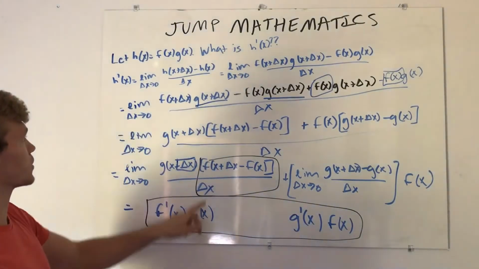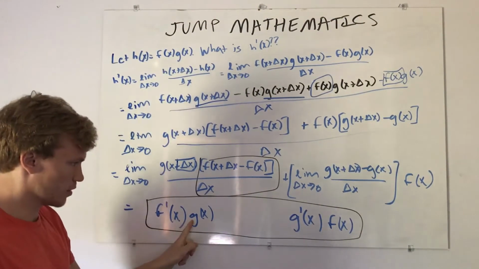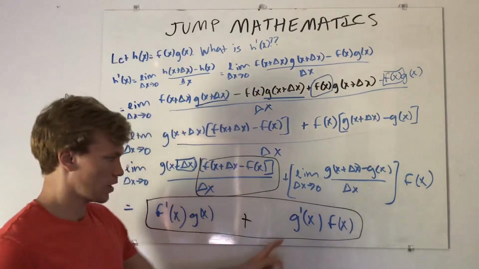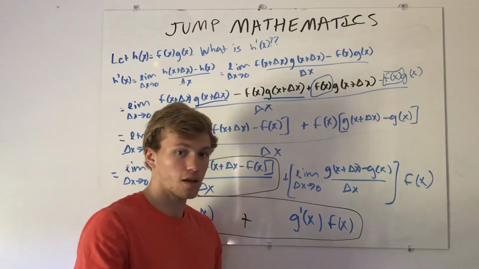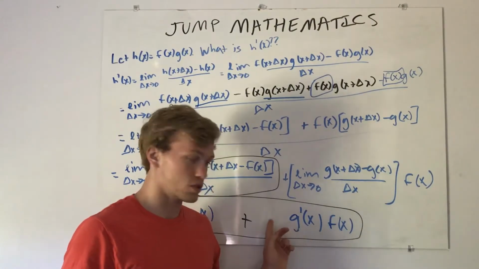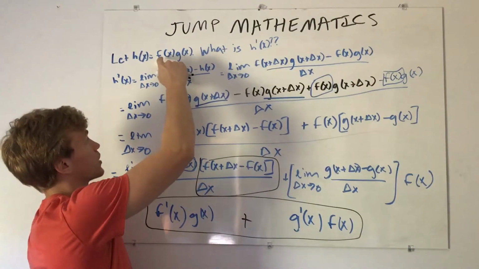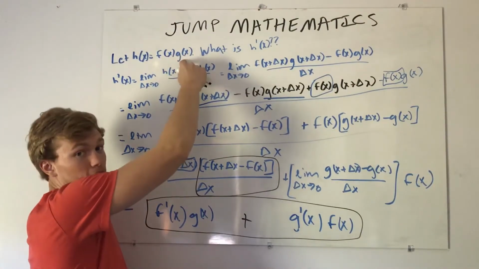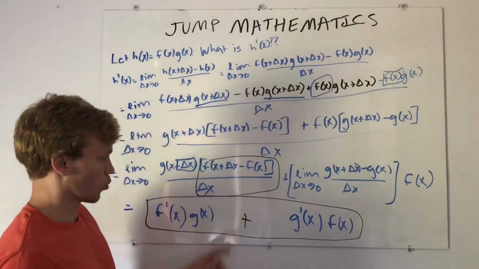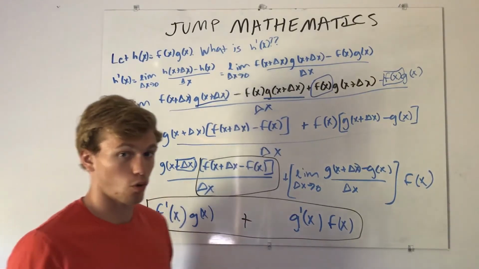So what does that tell us? The derivative of f times g is f prime g plus g prime f. Check out the next video. We're going to use this in order to prove the quotient rule, which is what do you have when h of x is f of x divided by g of x. We're going to leverage the product rule in order to compute the quotient rule.